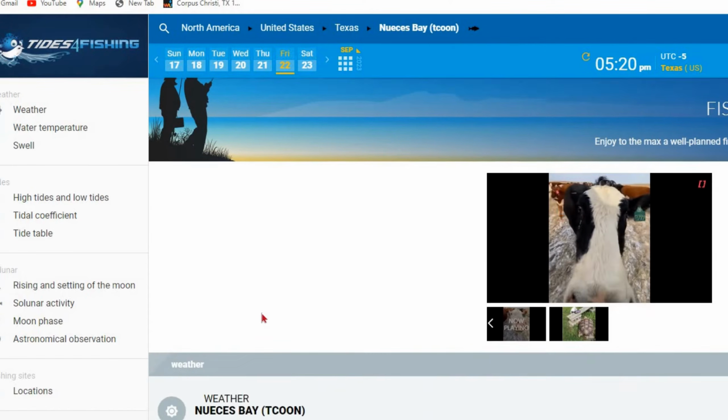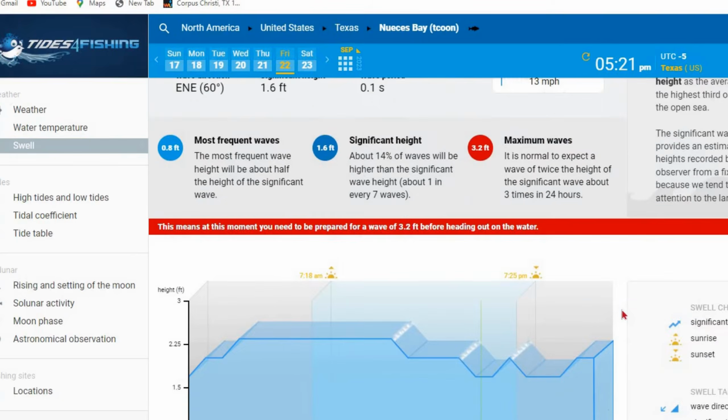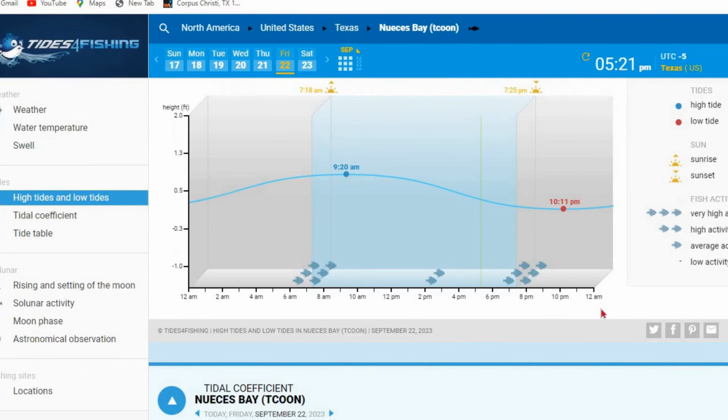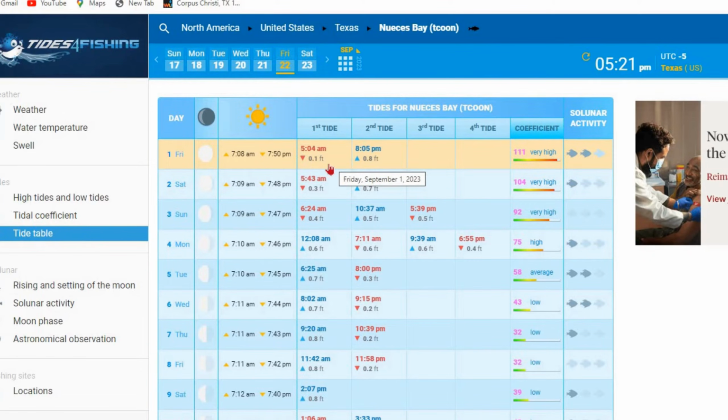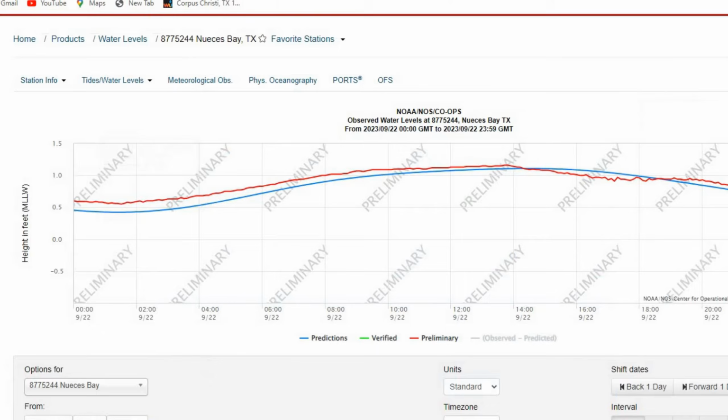I already have it on the Nueces Bay tide buoy, and we'll go down to the tide levels. Here we go. If you scroll down to here, it does give you the exact numbers. So today is the 22nd. Our highest tide was 0.9. So we'll go back to NOAA. And NOAA was reading 1.1. So a couple inches of difference.